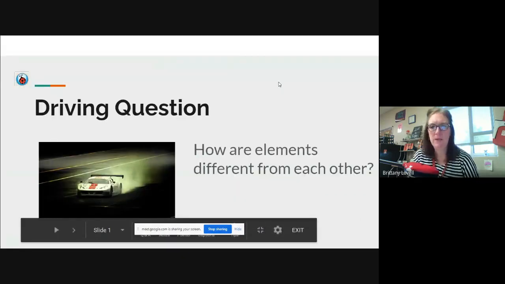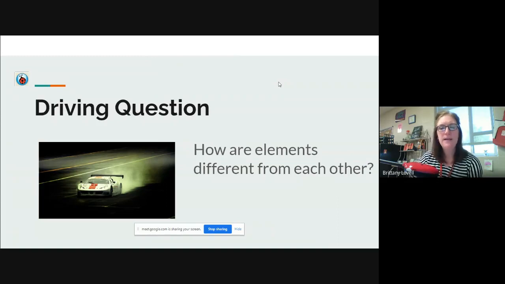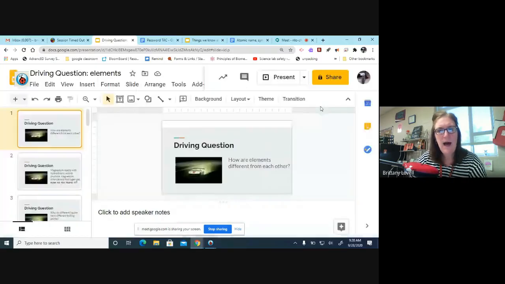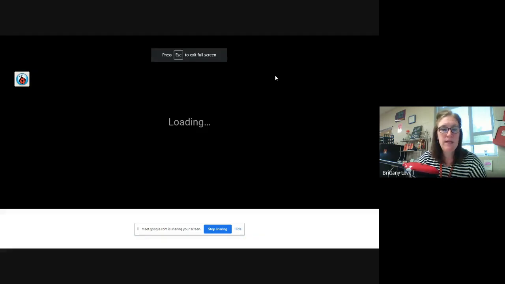This morning they started with this question. How are elements different from each other? And what I asked them was like the elements on the periodic table. How are the elements different from each other? Can you think about that? What would you say? Can you think of some things? I gave them a few moments to think it over, and then they talked about it with each other. And we came up with these things.